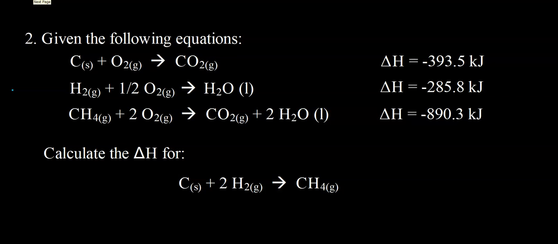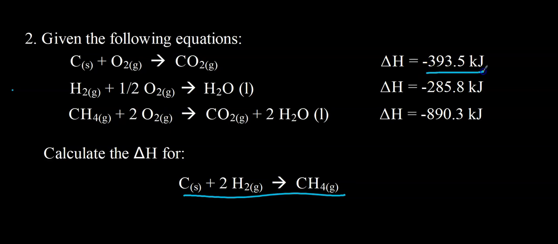All right, take a look at this example. So this time we have a series of 3 equations, and our goal is to find delta H for this reaction. So we need to take those 3 equations, manipulate them in such a way that when we add them up, we end up with this equation here. And then we're going to add up the delta H's and get the delta H for that reaction. Remember, if you flip an equation, you need to change the sign for delta H. If you multiply an equation by some number, then you need to do the same to the delta H.